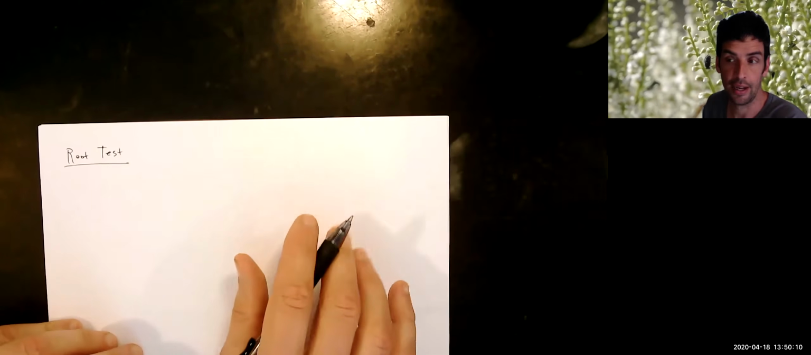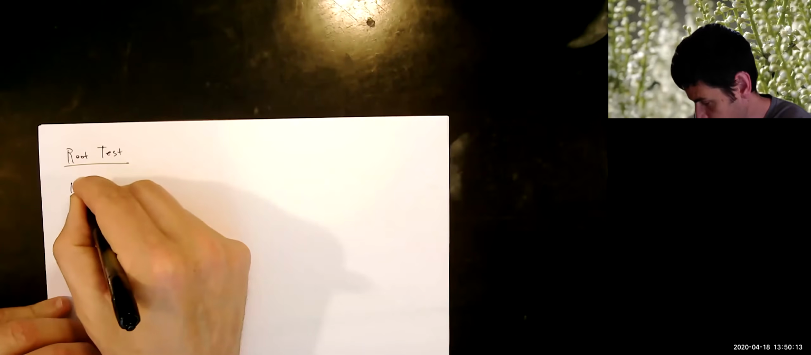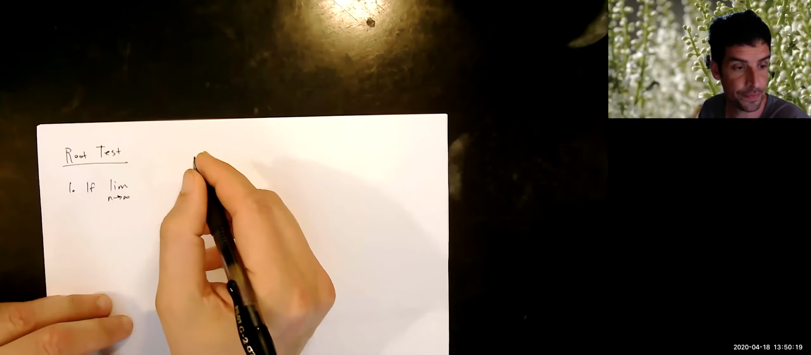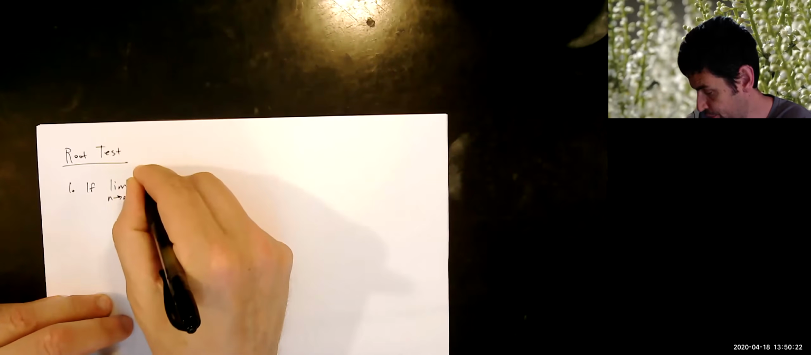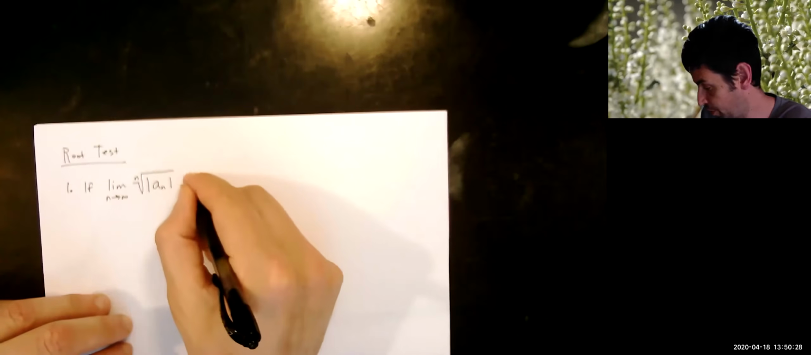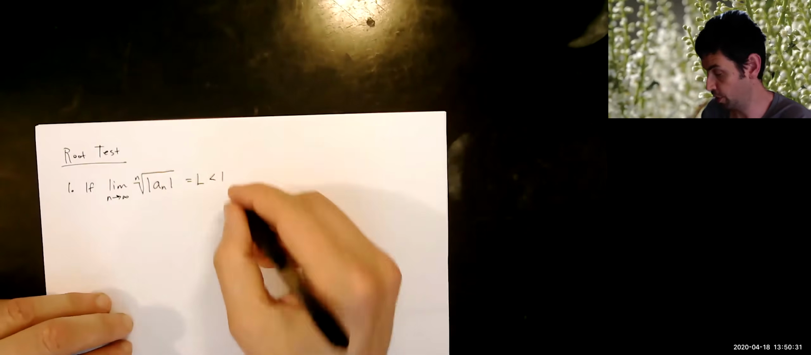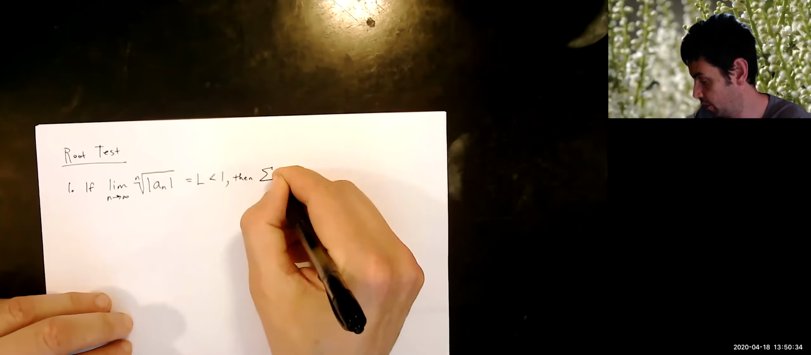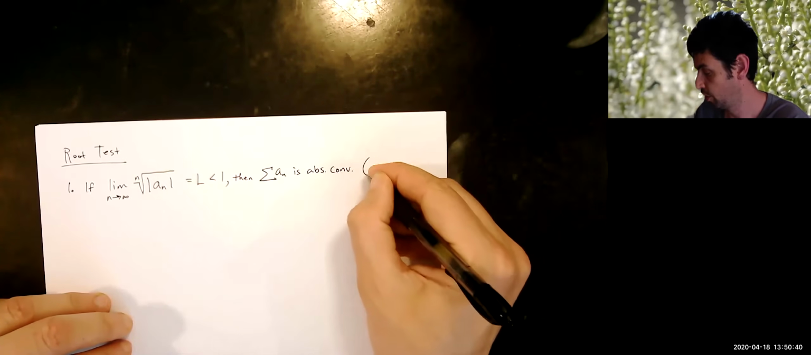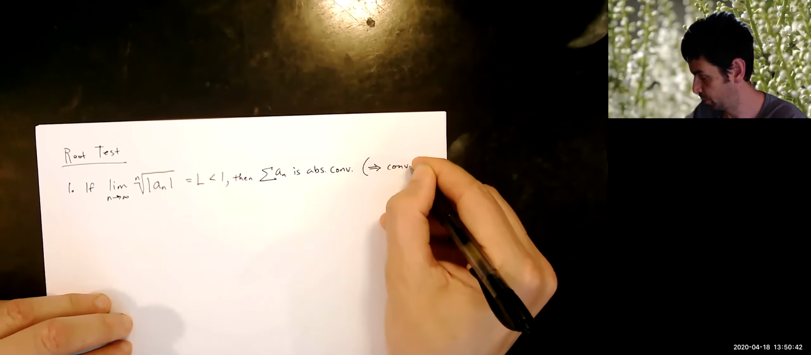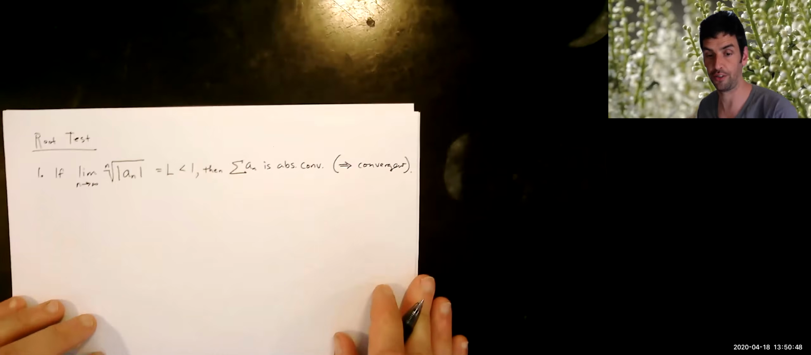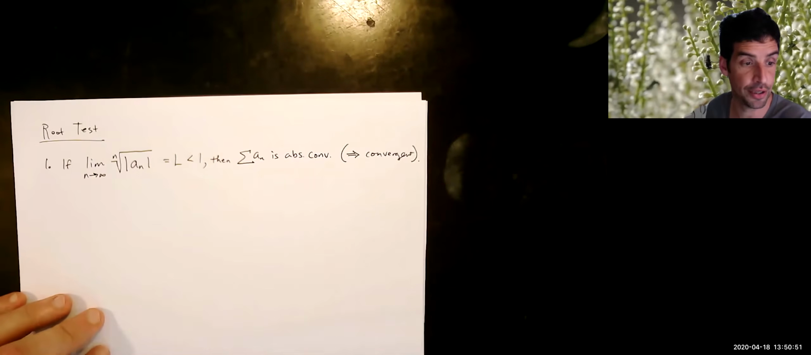So the root test is as follows. 3 parts again. If the limit as n goes to infinity of the nth root of the absolute value of the terms of a series is equal to L, which is less than 1, then the series is absolutely convergent, which means it's therefore convergent. Okay, so very similar to the ratio test. We take a limit of something and look at its value relative to 1.